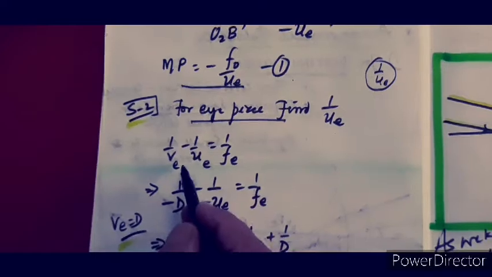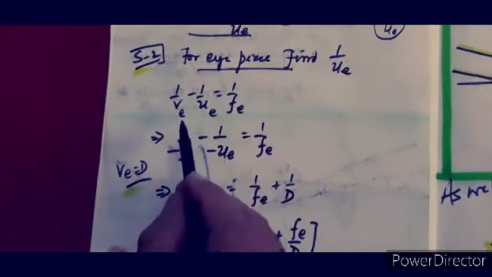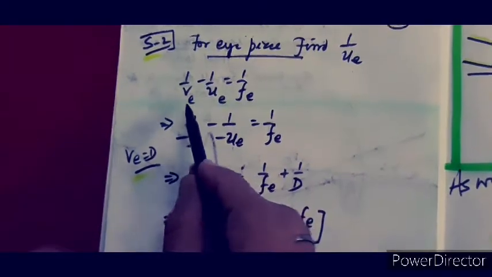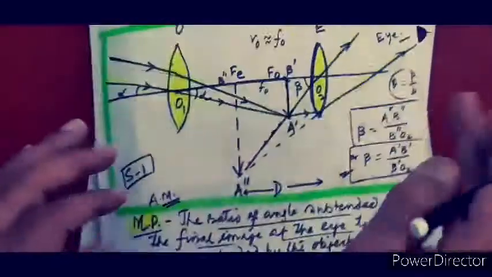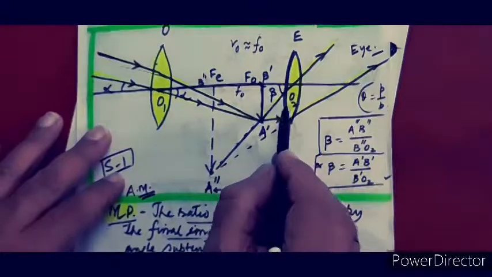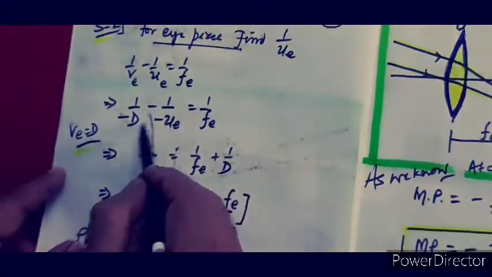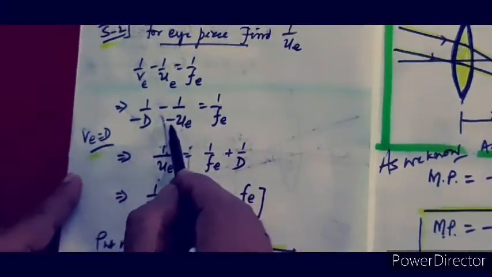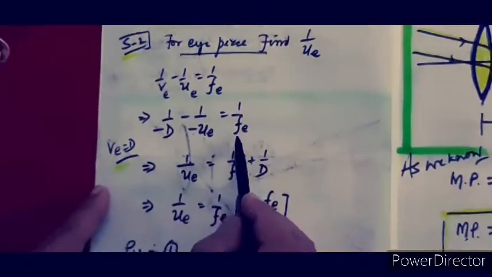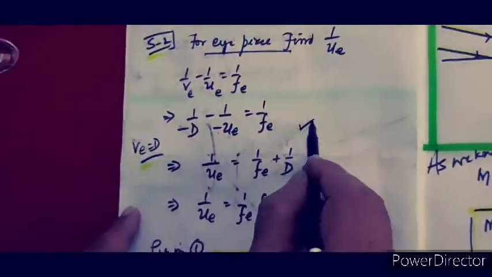Use the thin lens formula. This 1 by VE minus 1 by UE is equal to 1 by FE. VE, as we are discussing about the least distance of distinct vision, so VE is equal to minus D. Just to see VE, this distance is your D, and according to sign convention, it is minus D, minus 1 by UE. UE is negative. Object distance is always negative, and focal length is always positive for the convex lens. So here we are going to use it.